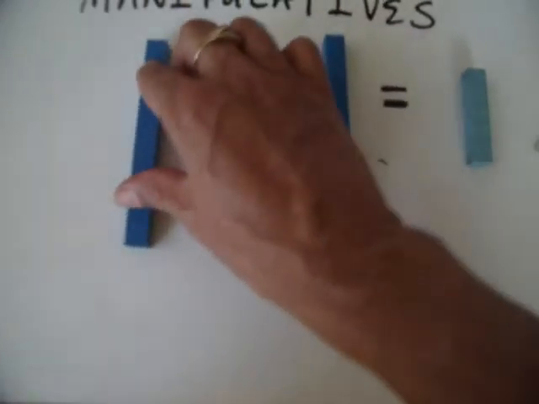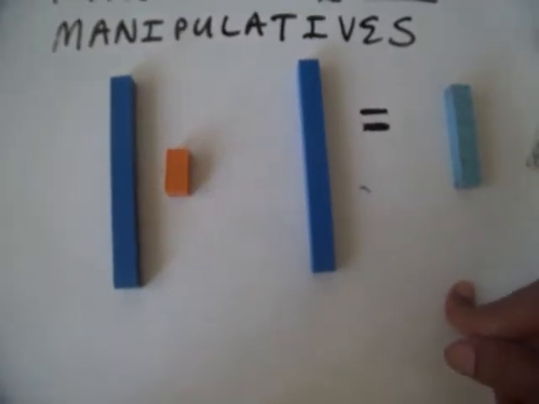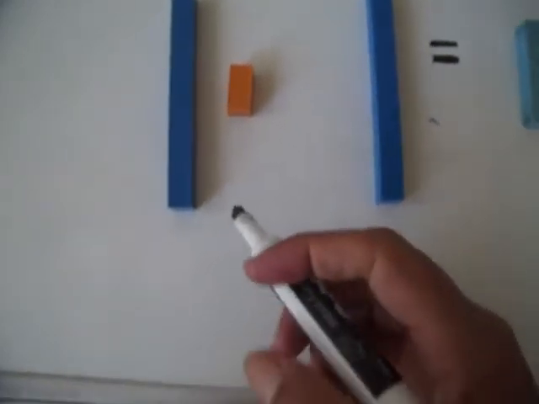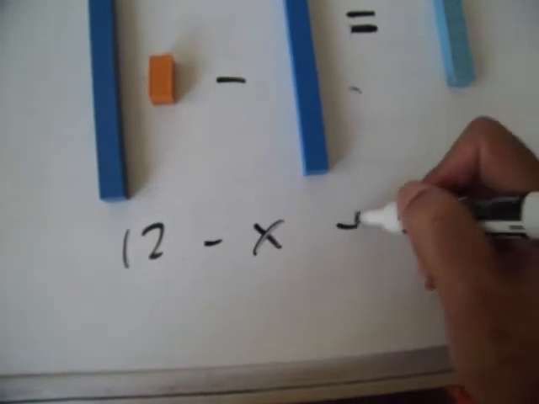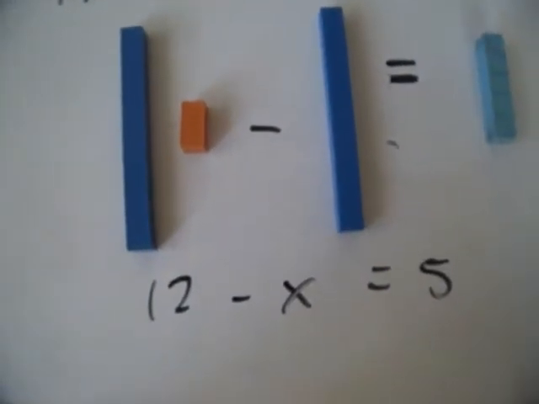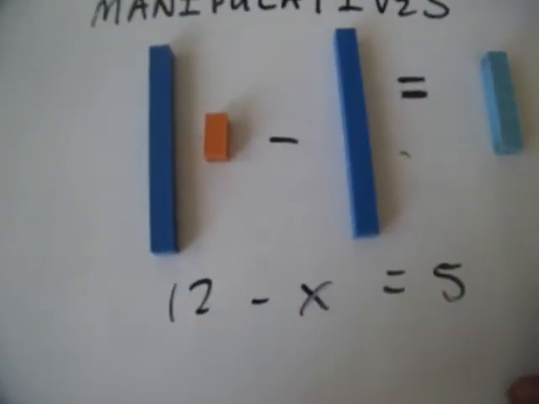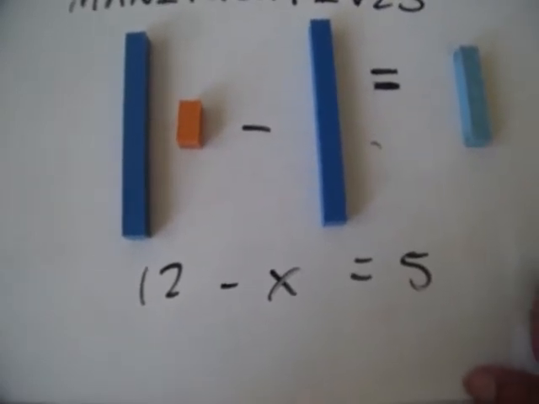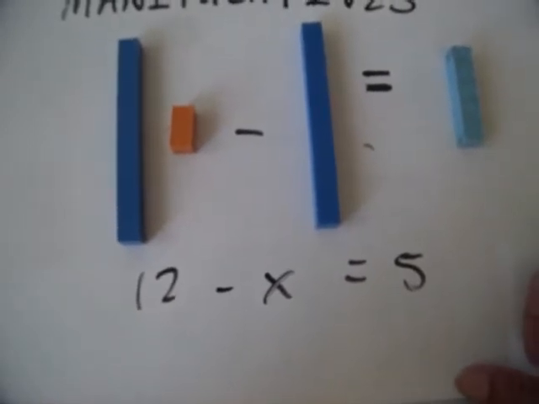Here and here. Alright. Do we see same on both sides? Well, first thing, I have, oh wait, let me put some symbols down here. Here's my 12, and I'm going to take away something, and that's going to be the same thing as 5. Alright. So what do I do? Well, here a 0 could come in handy. We could take a look and see, do we see same stuff on both sides? I don't see a lot of same stuff on both sides.